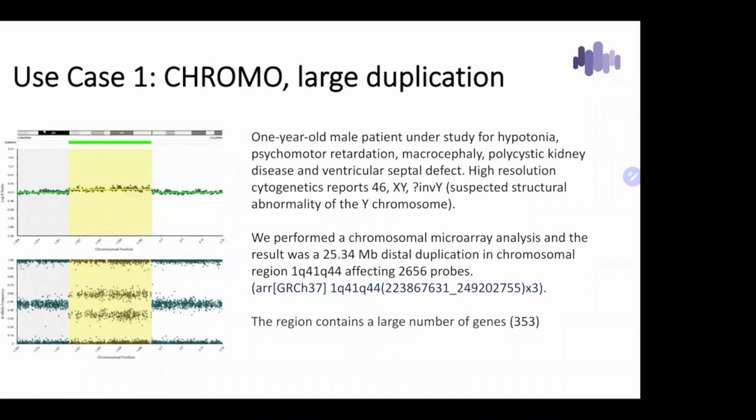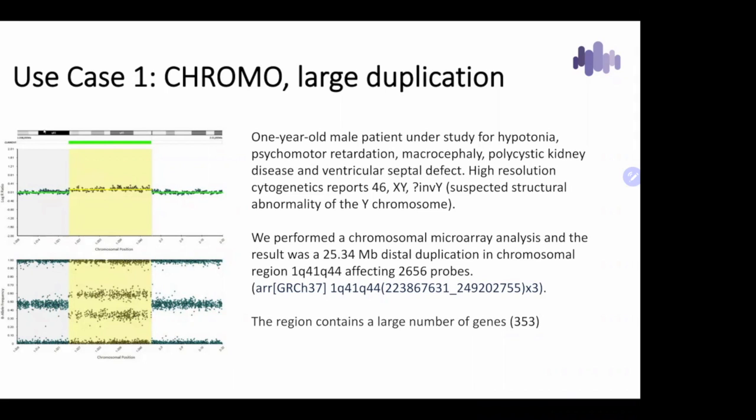So I want to start with use case 1. Use case 1 is from Chromo, our array solution, and it's about a large duplication. We had a 1-year-old male patient under study for hypotonia, psychomotor retardation, macrocephaly, polycystic kidney disease, and ventricular septal defect. The high-resolution cytogenetics report reported an inversion of the Y chromosome.